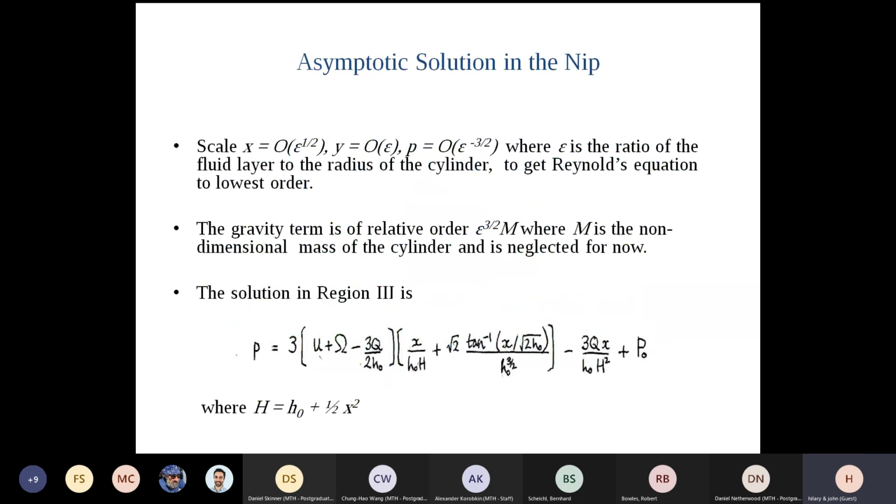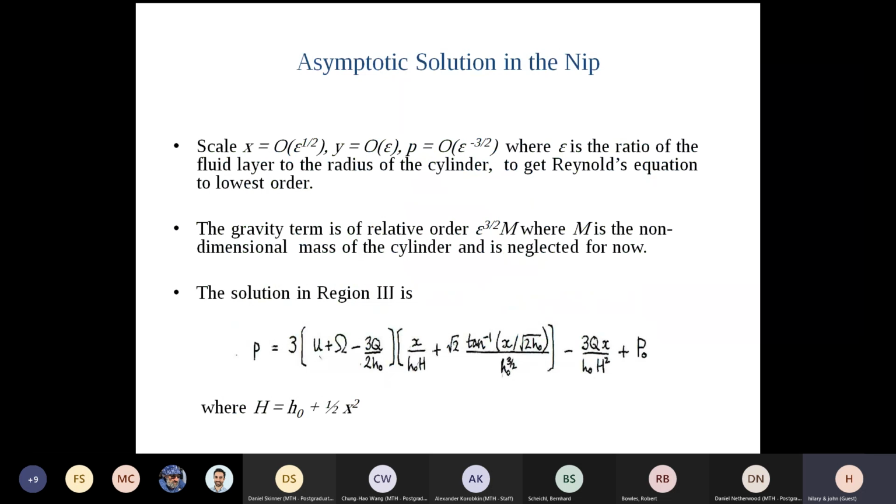So next slide, please. So we do the typical Reynolds scaling, and there you see, because we're having a curved cylinder, the Reynolds pressure is this large quantity, epsilon to the minus 3/2. And again, as in the block, the gravity term is relatively small, epsilon to the 3/2 m, where m is the non-dimensional cylinder mass, and that isn't important to lowest order, but it may come back later.